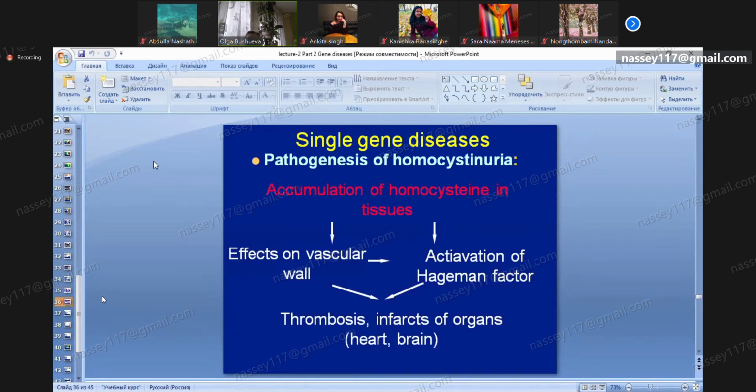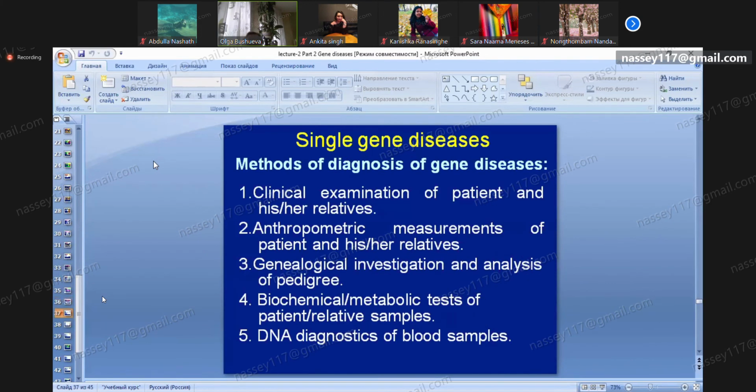Accumulation of homocysteine in tissues also leads to defects of the vascular wall. It also activates Hageman's factor and leads to thrombosis, infarcts of organs such as heart and brain.